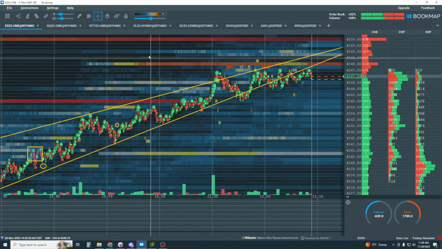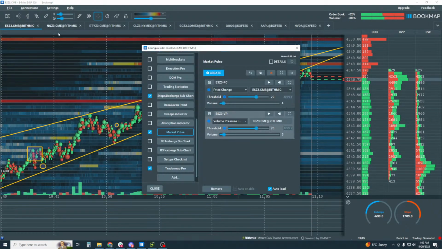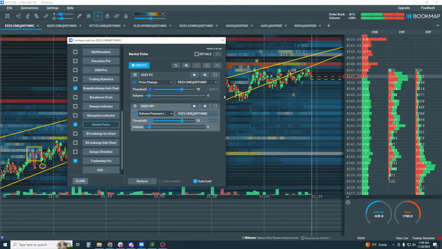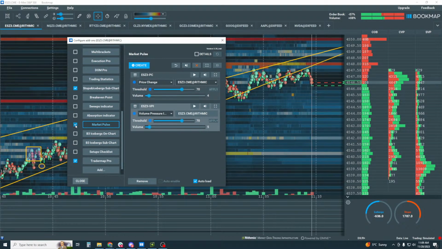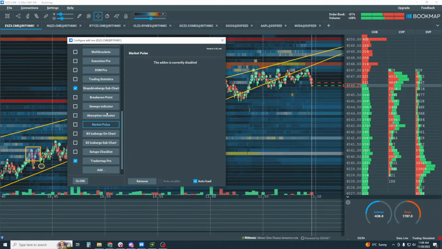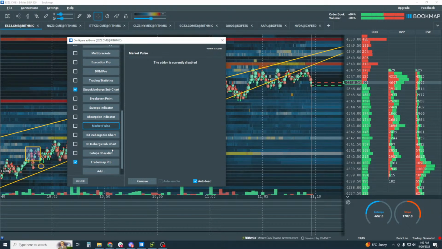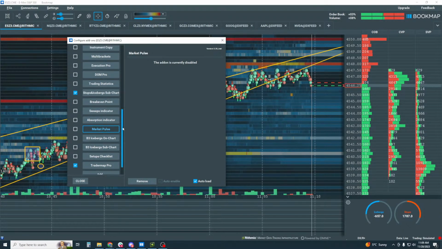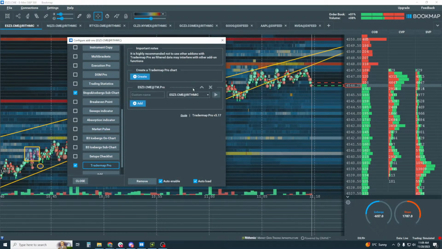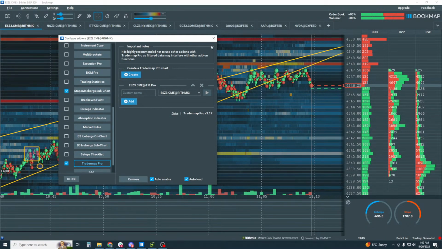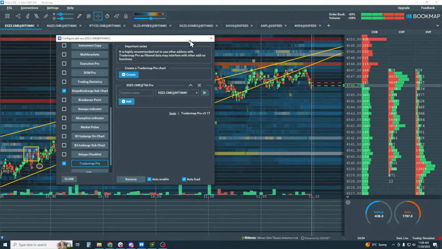All right, so anyway, let's add this Trader Map Pro in here, and you get free access to these pre-released add-ons in here as well. I'm going to deselect Trader Map Pro. We're going to add the... oh yeah, here it is, Trader Map Pro. All right, so actually, you know what, I'm going to jump over to NASDAQ on this one.